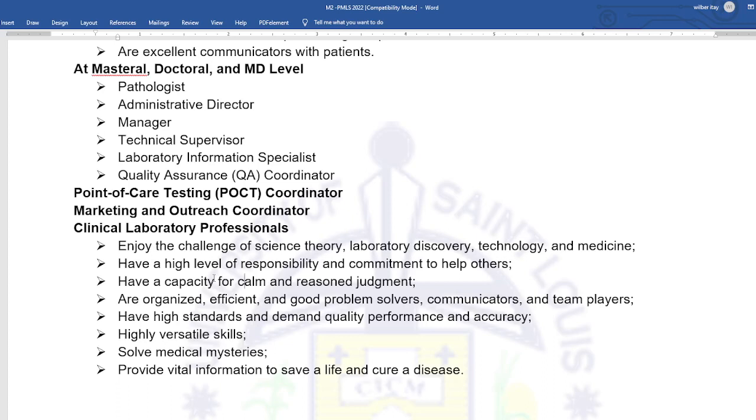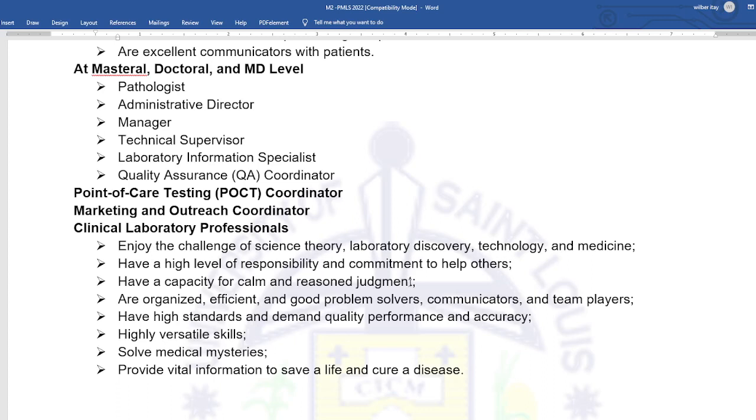Okay, you have a high capacity for calm and reasoned judgment. Okay, this is very important in working, especially sa mga machines. So, the laboratory test result is not so normal. Okay, most of the or all of the test result for bilirubin in that day is abnormal. Okay, so will you release them in that way? No, you have to go back with your quality control. Kasi bakit lahat ng test mo for bilirubin is mataas? Okay?